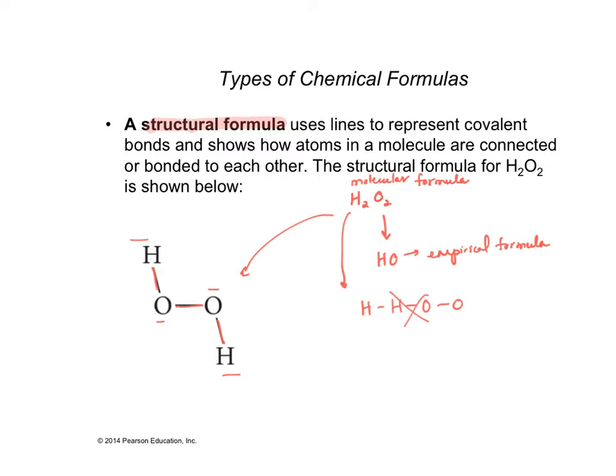So this is the structural formula for hydrogen peroxide. Again, it gives you the most information. It gives you the actual numbers, just like the molecular formula does, but it also gives you the actual attachment of atoms to each other, who's attached to who in the overall compound.